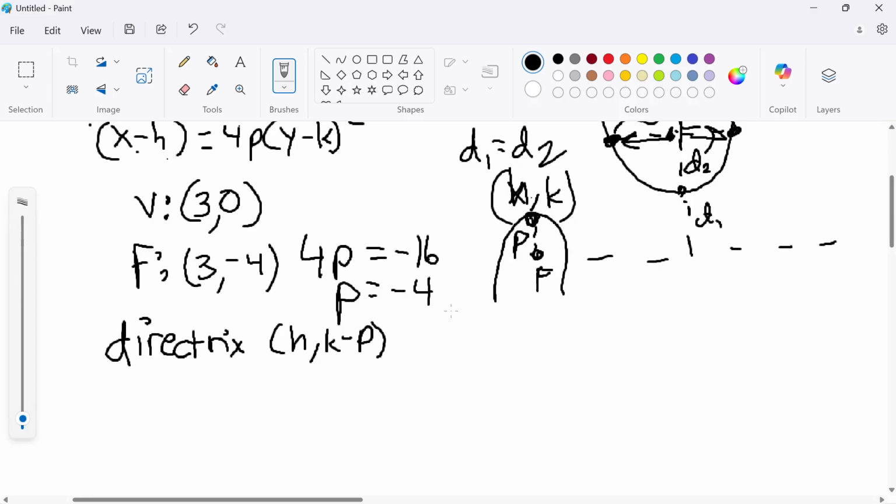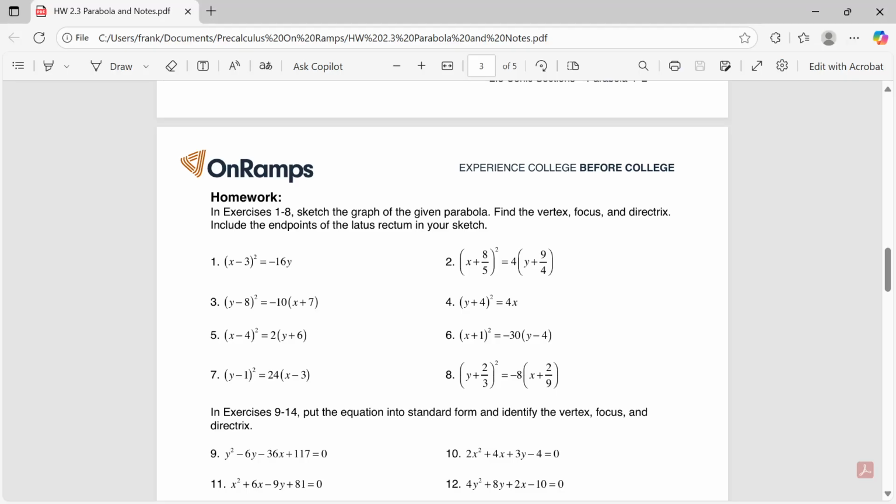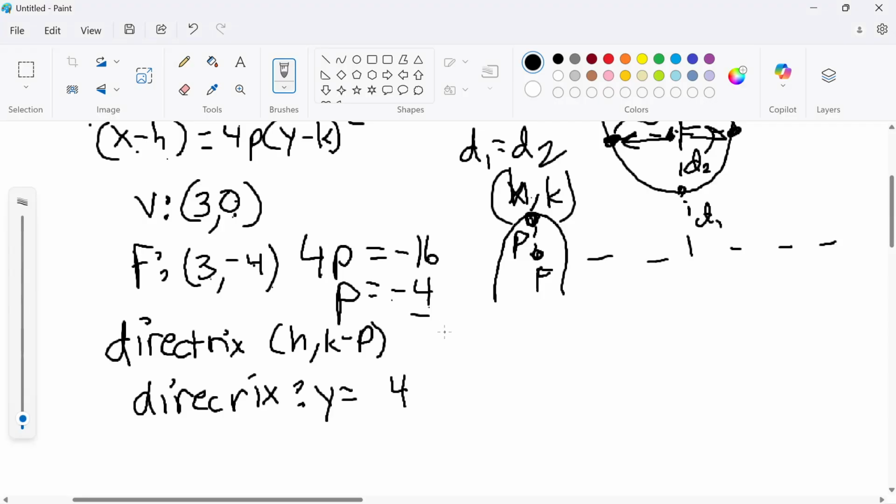So this is a vertical parabola. Directrix is going to be a line. In a vertical parabola, it's going to be y equals some number that is opposite the direction from the focus. So the focus is at 3, negative 4. This is going to be 0 minus negative 4, which is 4. So y equals 4 is going to be the directrix of this. And then it wants the endpoints of the latus rectum. Well, the focus is at 3, negative 4, here's 3, negative 4.